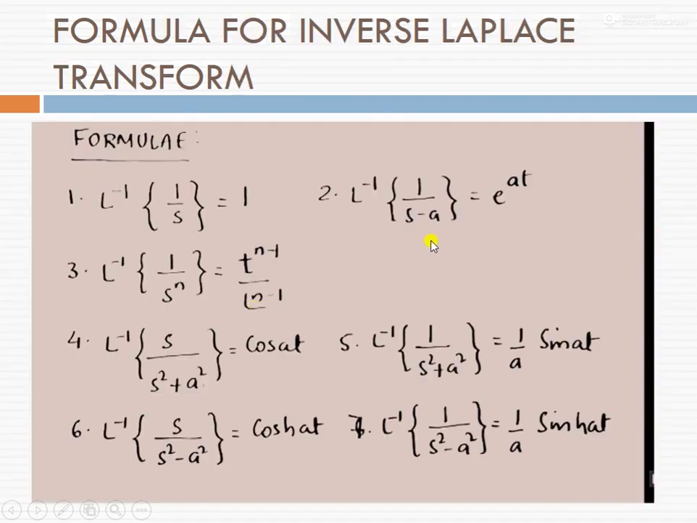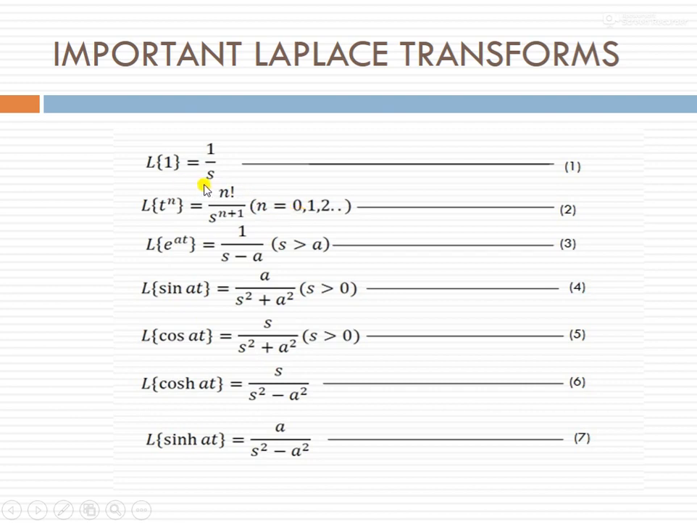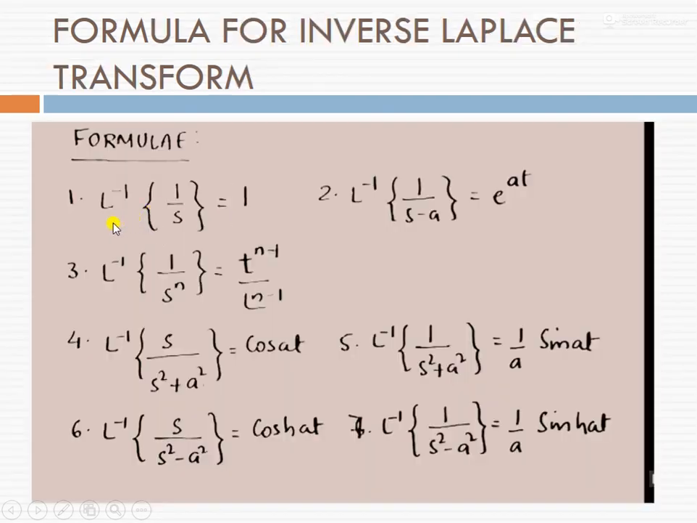So there are formulas for inverse Laplace transforms. The inverse Laplace transform of 1 by s equals 1. In case of Laplace transform, we can see that L of 1 equals 1 by s, so in inverse Laplace transform, 1 by s equals 1. The inverse Laplace transform of 1 by s minus a can be written as e raised to at. And the inverse Laplace transform of 1 by s raised to n can be written as t raised to n minus 1 by n minus 1 factorial.